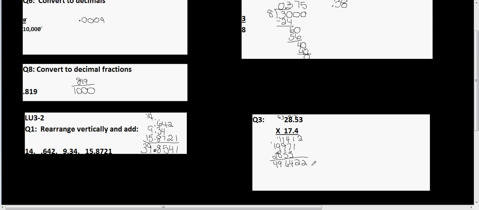496422. But we have to deal with those decimal spots now. We have 1, 2, 3 decimal spots. So you move over 3 places from the right and enter your decimal spot. So your answer is 496.422.